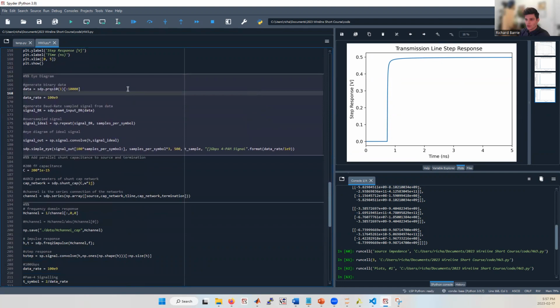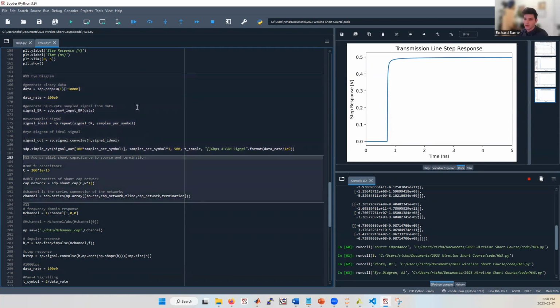Again, with the same steps as shown in the last video, we can generate some pseudo-random PAM4 data. We can convert it to a transmitter baud rate sampled waveform. We can oversample the waveform so that the oversampling ratio is equal to the oversampling ratio of our impulse response, run a convolution between the transmitter waveform and the impulse response of our transmission line, and plot an eye diagram to see what the eye looks like with 100 gigabit per second signaling.